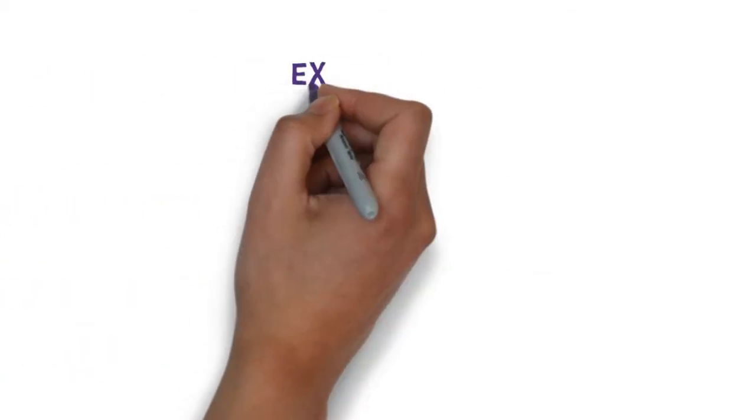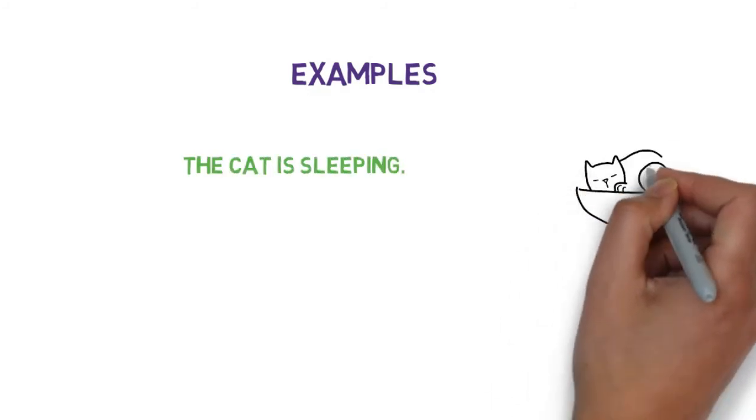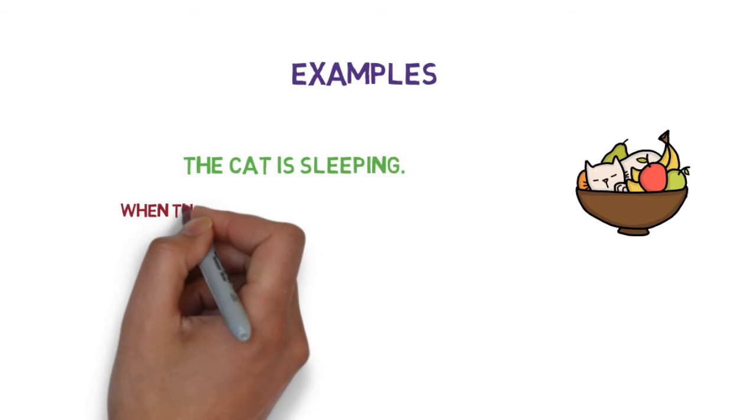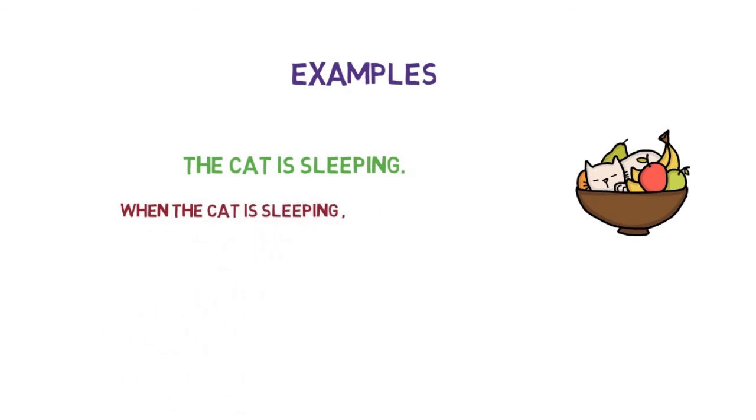For example, the cat is sleeping. The cat is the subject, is is the verb. The cat is sleeping is a complete meaningful sentence and it's an independent clause. But if I add when, when the cat is sleeping, does it give you a complete meaning? No, right? It has a subject, cat, and is as a verb. It has a subject-verb combination, when the cat is sleeping. But is this giving you a complete meaning? No, you expect me to tell something more. What happened when the cat was sleeping?